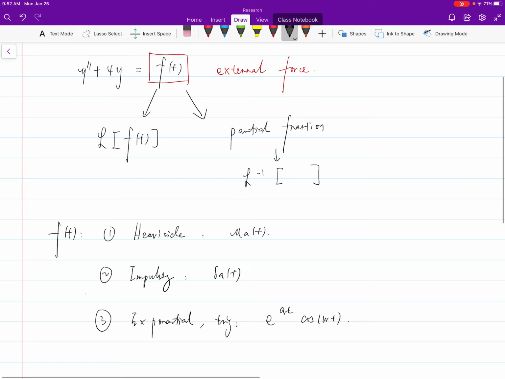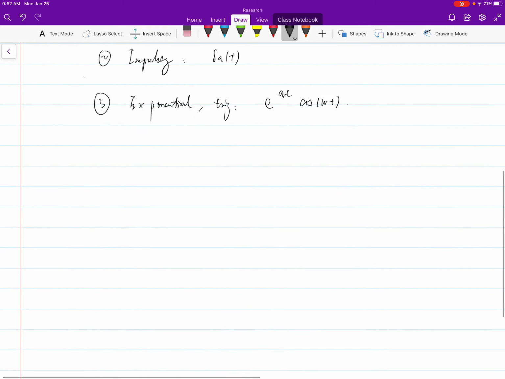So those are the only forces we know so far. If it's one of these, we can do it because we know how to do the Laplace transform of f(t) once we apply L on both sides. Now, of course, in real life, your force can be anything, right? Your force can be an impulse force combined with a Heaviside force and an exponential trig force, or maybe some other forces like a polynomial, like 1 over t, and things like that. So how do you actually solve this in general? Okay, that is going to be our question here. That is, how do you solve this problem?